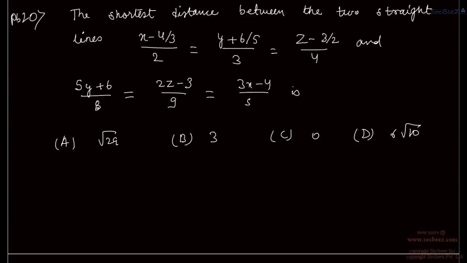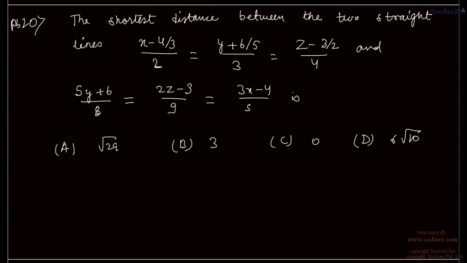The shortest distance between the two straight lines, (x − 4/3)/2 = (y + 6/5)/3 = (z − 3/2)/4, and the line (5y + 6)/8 = (2z − 3)/9 = (3x − 4)/5. So see, first we have to check whether the shortest distance between the two straight lines, that is the straight line (x − 4/3)/2, (y + 6/5)/3, (z − 3/2)/4, and the line (5y + 6)/8 = (2z − 3)/9 = (3x − 4)/5.